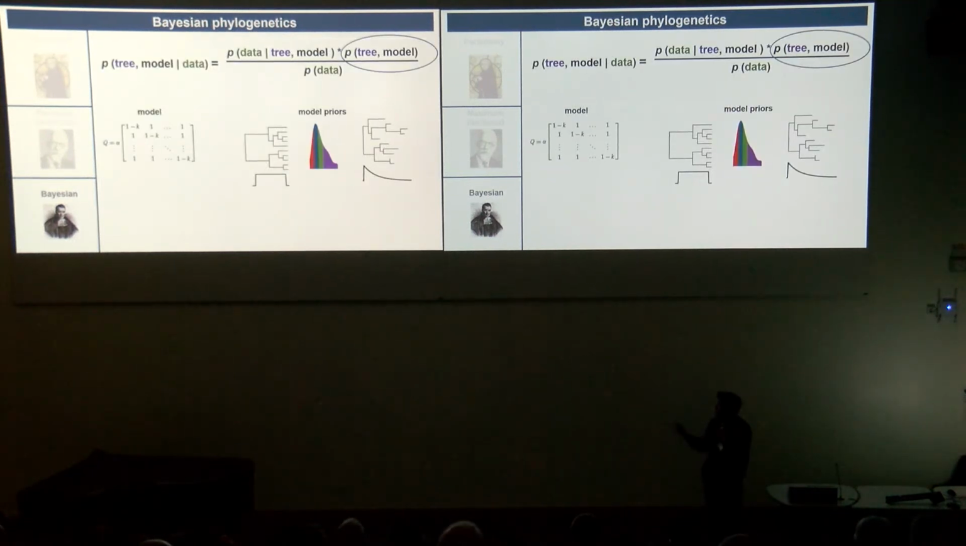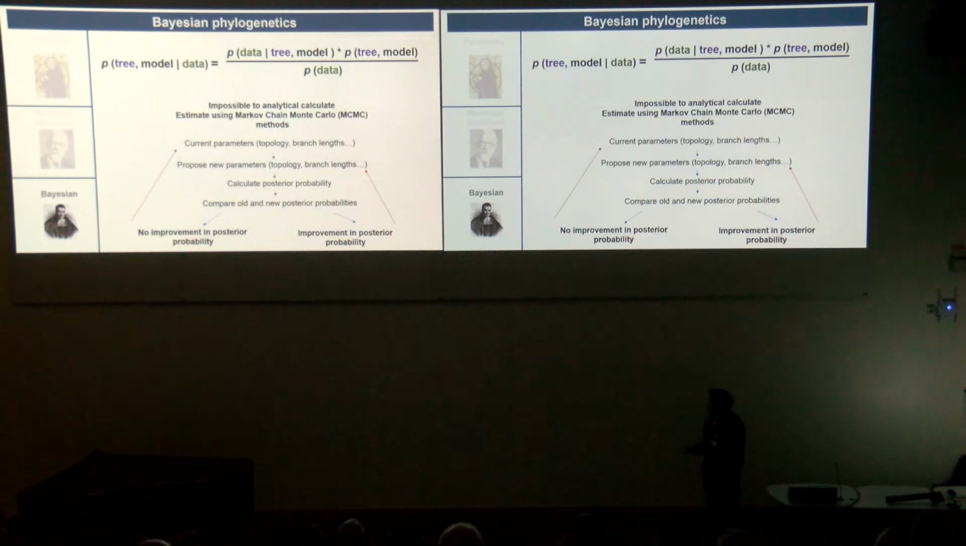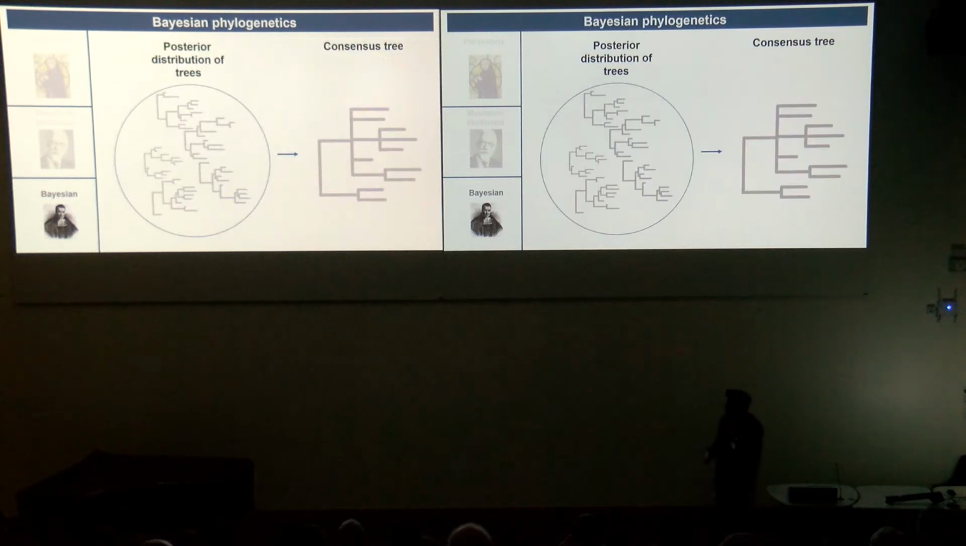So within this, we need to specify some priors on our parameters. In terms of topology, we just say that every single topology is equally likely. And it's impossible to analytically estimate this formula, so we have to run an MCMC approach, a Markov chain Monte Carlo. I won't really go into this, but basically what it means is that we get a posterior distribution of trees. So typically about 1,000 trees out of our software, which we can then summarize as a consensus.